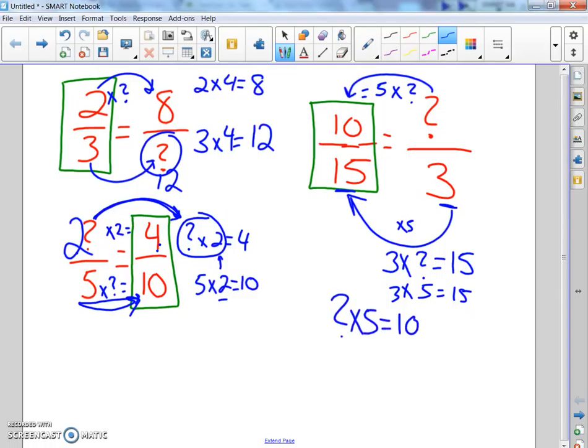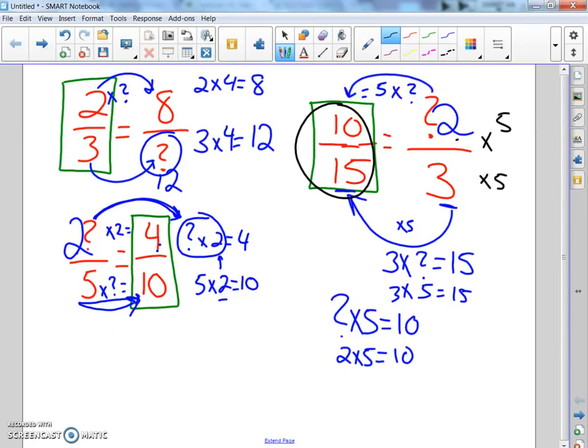And I know that 2 times 5 is 10. So that means my equivalent number has to be a 2 here. 2/3 is the same as 10/15. To check my work, if I multiply both of these by 5, I should get back to my same numbers I started with. 2 times 5 is 10. 3 times 5 is 15. I can do that on all of my problems to check it to make sure I did the right thing.